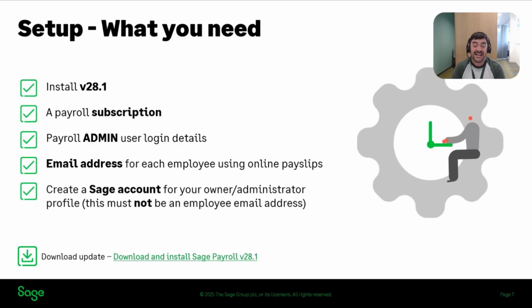And you're going to need a Sage account, that's an email address and a password, to become your owner and administrator profile in Sage HR. Now, it's important to note that this must not be an employee email address. It needs to be separate to any employee email addresses. And this will become the owner administrator account, which has full access to all of the settings in Sage HR and will be able to view all payslips for everyone in the payroll.